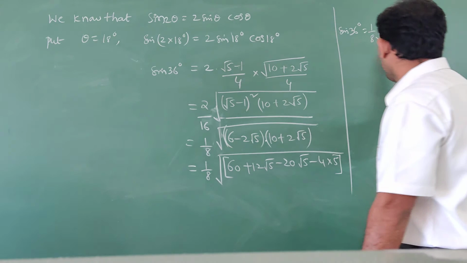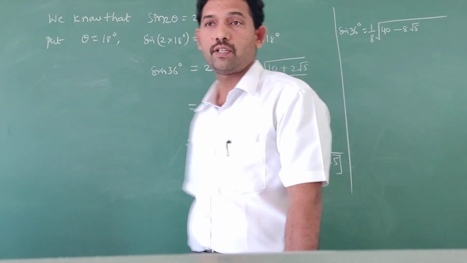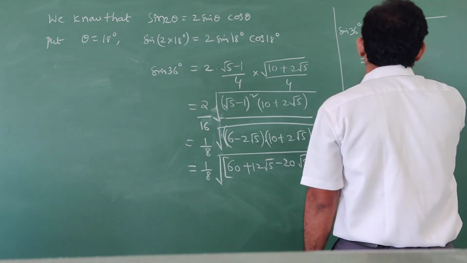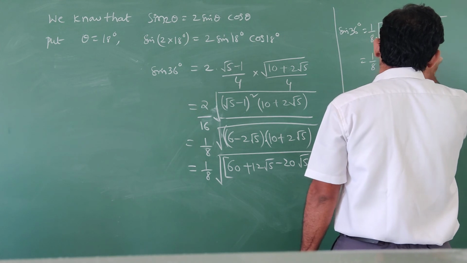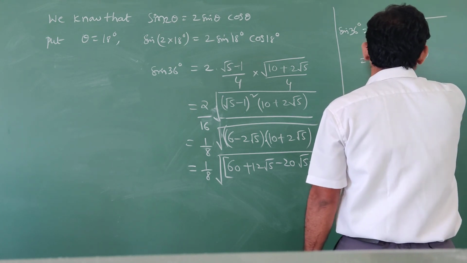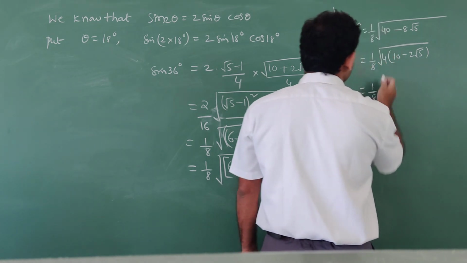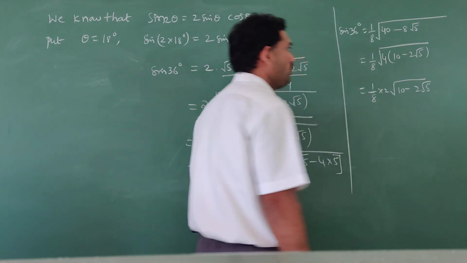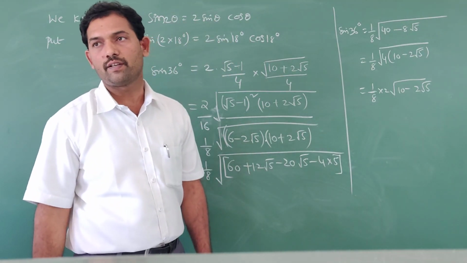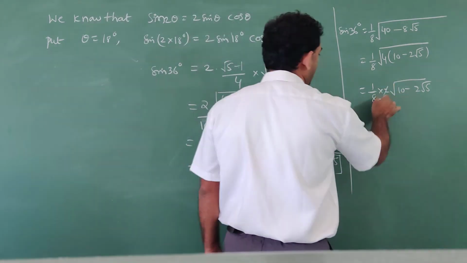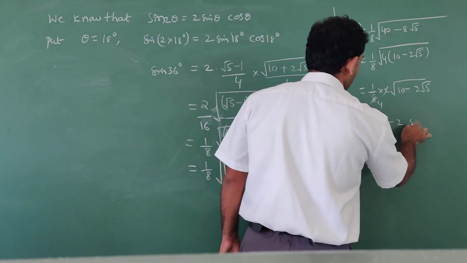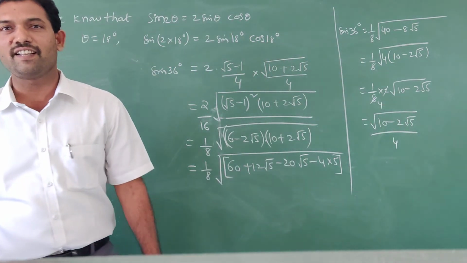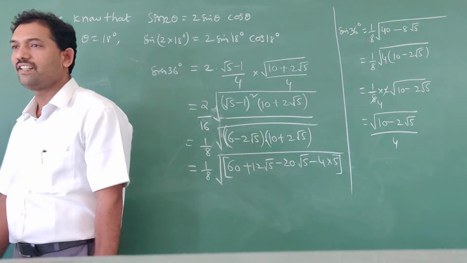4 can be made common, right? What happens? 1 by 8. So 4 is common, means 10 minus 2 root 5 under root. So 1 by 8 root 4 means 2 root over 10 minus 2 root 5. Root 4 means 2. So after simplification, 10 minus 2 root 5 under root divided by 4. That is sin 36 degrees value.